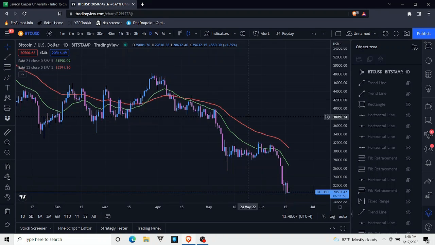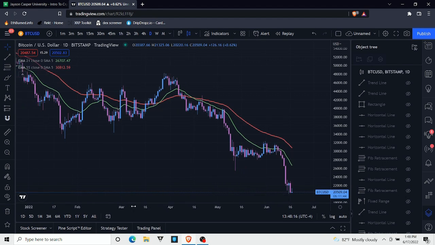But anyways, now I'm going to show you how to mark accurate weekly, daily, and 4-hour levels so you can always have a structured outlook on these markets.